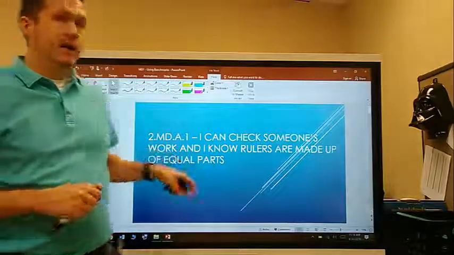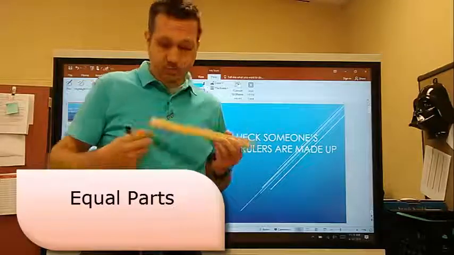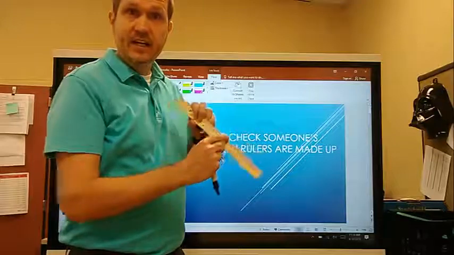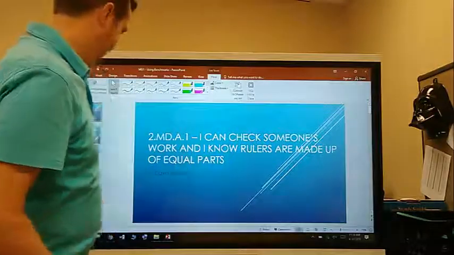We're also going to be talking about how a ruler is made up of equal lengths. So all these little parts on a ruler, whether you're on the inches side or the centimeter side, they're all split up into equal parts. So let's take a look at that. Here we go.